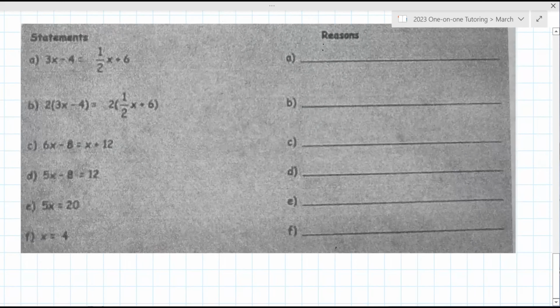So the first one is always given. Given. And then the second one, it's like, well, what is it that they are doing to go from line A to line B? What are they doing? And sometimes it's hard to see, like there's a 2 here, there's a 2 here. They're multiplying it by 2. Yeah, so multiplication property, or multiplication property of equality. Okay.